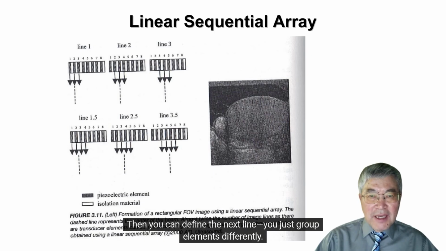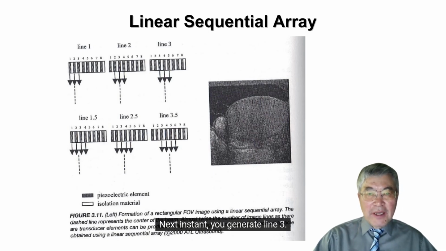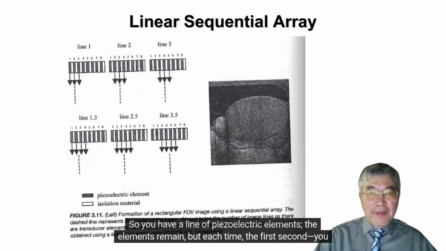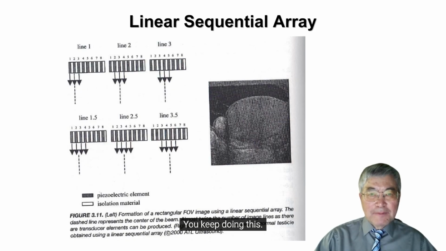Then you can define the next line. You just group elements differently. Then you have a neighboring line, line 2, sending ultrasound waves downward. Next instant, you generate line 3. So you have a line of piezoelectric elements. The elements remain, but the first second, you use this part, the second second, you use the second group. You keep doing this.